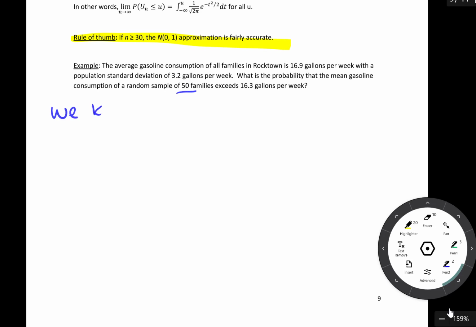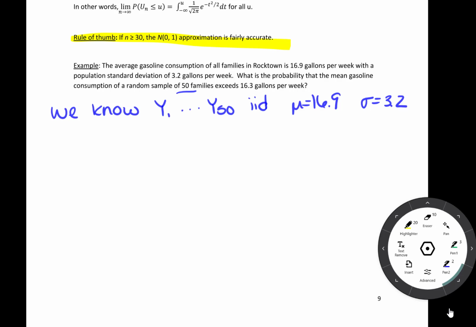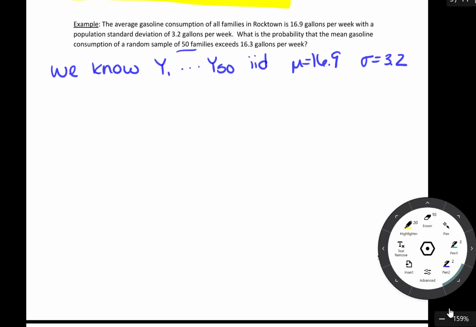Now we know the following. We know that y1 through y50, they are IID with mu equal to 16.9 and sigma equal to 3.2. We do not know the underlying distribution, so this is why we have to rely on the central limit theorem if we're going to make any assumptions about the distribution of y bar. So what we're interested in here is the probability that y bar exceeds 16.3.